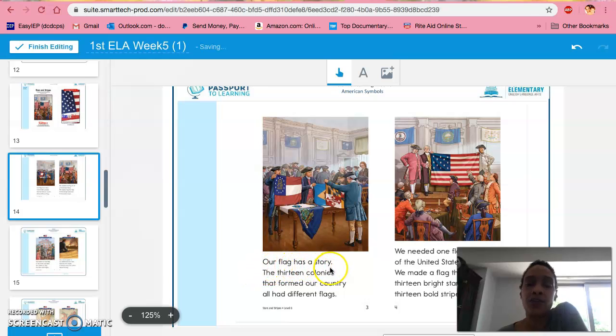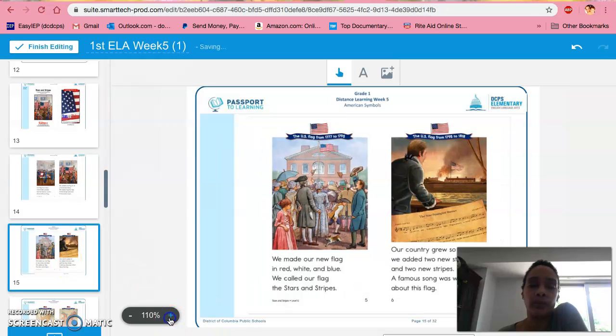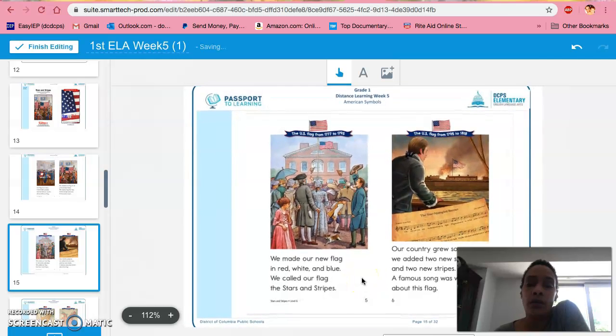Our flag has a story. The 13 colonies that formed our country all had different flags. We needed one flag for all of the United States. We made a flag that had 13 bright stars and 13 bold stripes. We made our new flag in red, white, and blue. We called our flag the Stars and Stripes. Our country grew, so we added 2 new stars and 2 new stripes. A famous song was written about this flag.